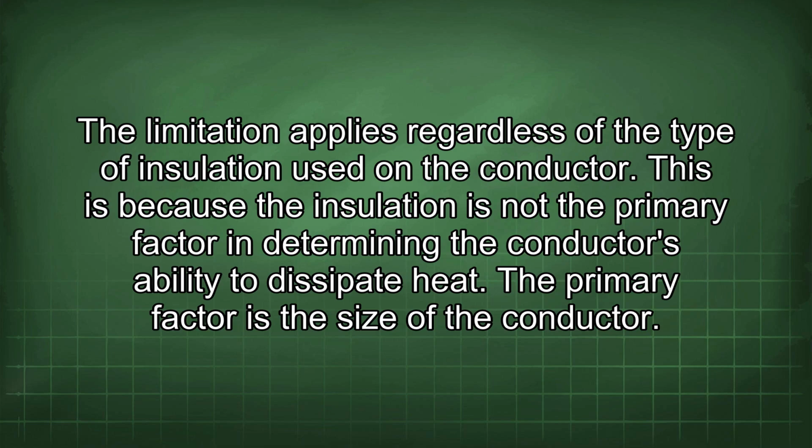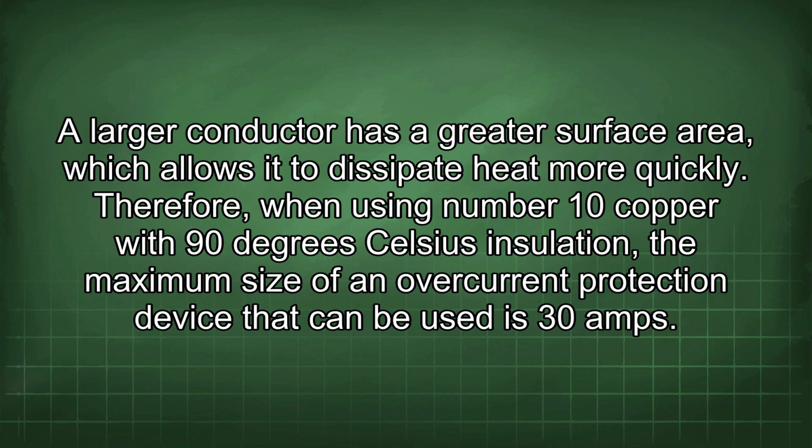This is because the insulation is not the primary factor in determining the conductor's ability to dissipate heat. The primary factor is the size of the conductor. A larger conductor has a greater surface area, which allows it to dissipate heat more quickly. Therefore, when using number 10 copper with 90 degrees Celsius insulation, the maximum size of an overcurrent protection device that can be used is 30 amps.